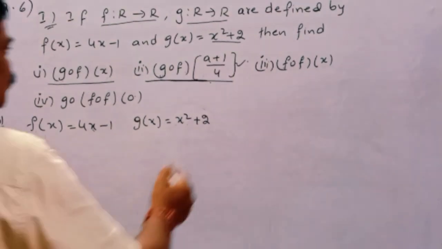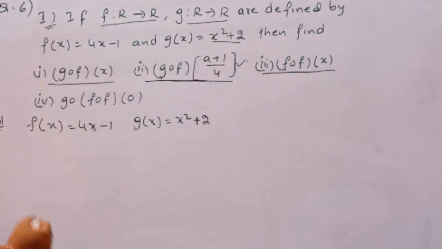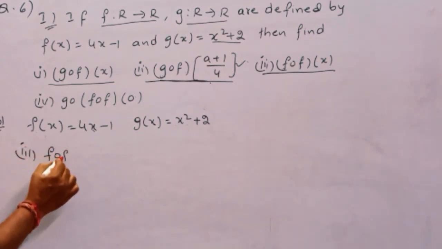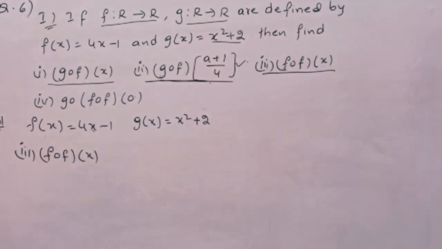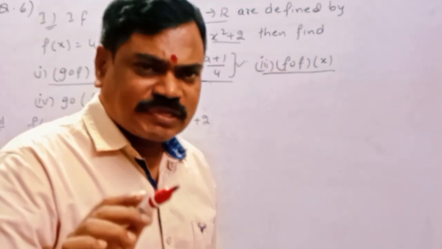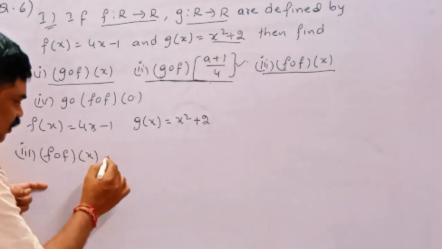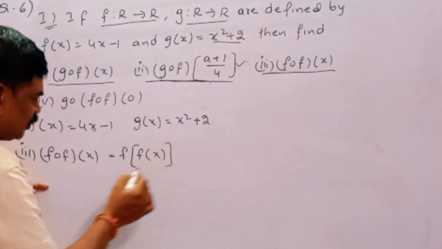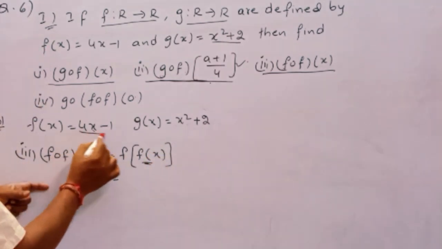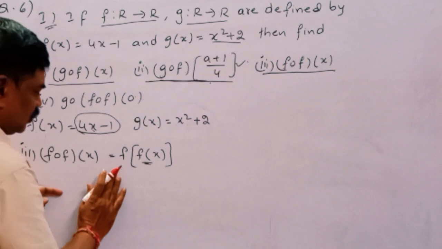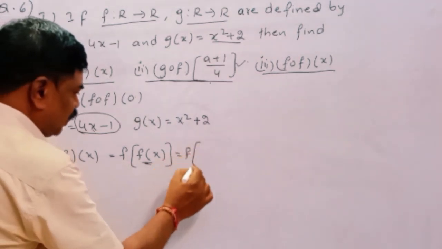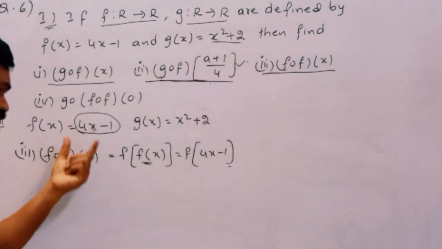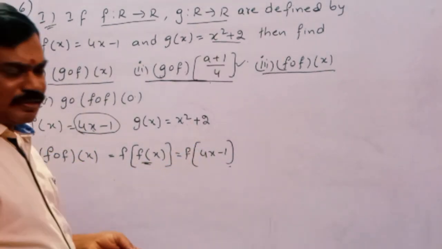Next, the third one. What is the third one here? f circle f of x. This can be written as f of f of x, and what is f of x? 4x minus 1. So this is f of 4x minus 1.